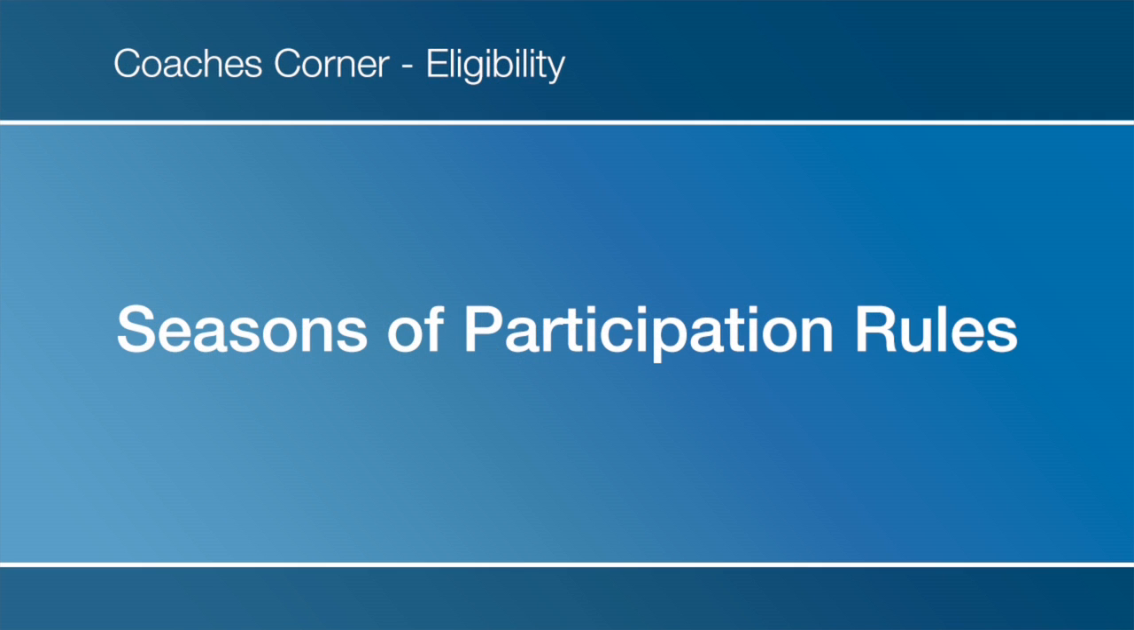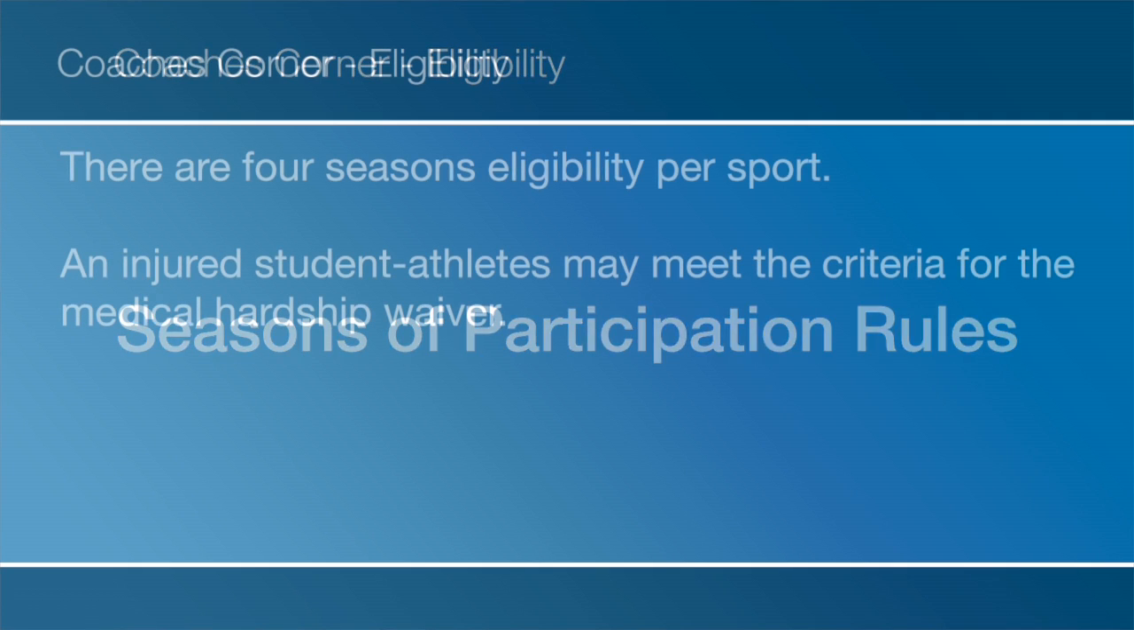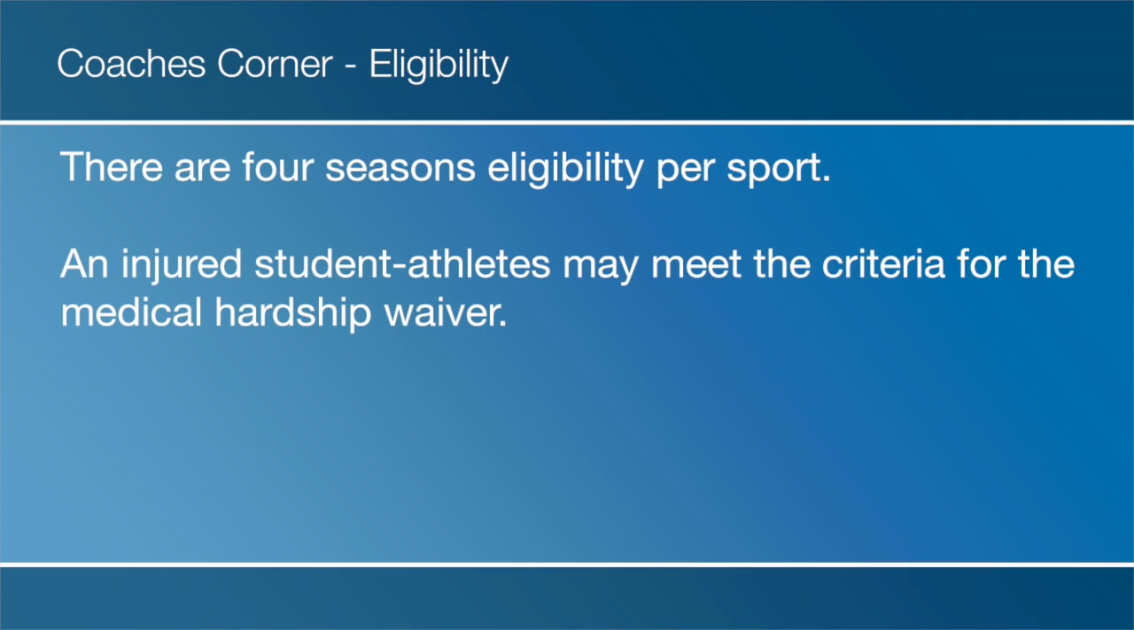Now let's take a look at the season of participation rules. Generally speaking, each student athlete has 4 seasons of athletics eligibility in college per sport. If a student has had an injury at some point during the season, he or she may meet the criteria for a medical hardship waiver to get the season back, or what is commonly mislabeled as a medical redshirt.